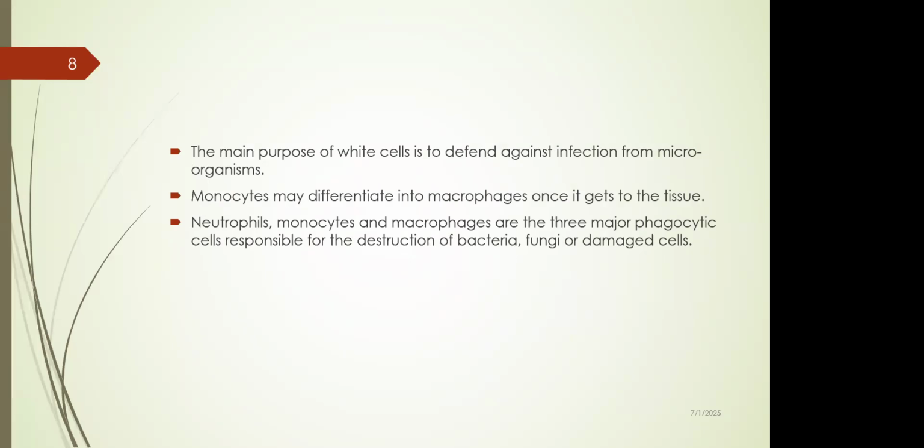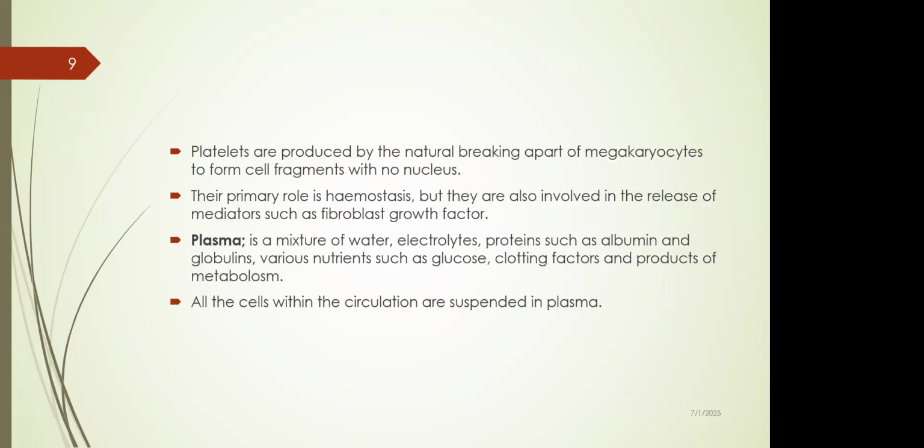Now for white blood cells, the main function is to defend against microorganisms. The monocytes will differentiate to macrophages once they get to the tissue, and neutrophils, monocytes, and macrophages are the 3 major phagocytic cells responsible for the destruction of bacteria and other microorganisms. The function of platelets is to bring about hemostasis and also release some fibroblastic growth factor.